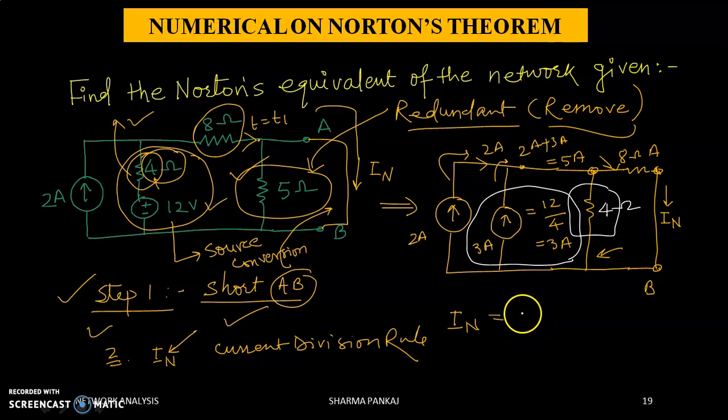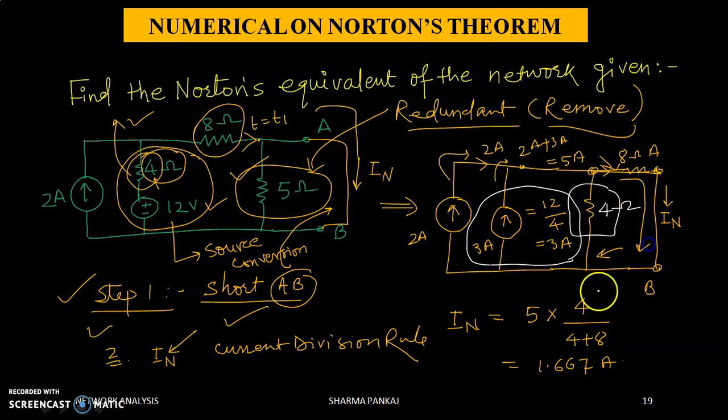See this, IN is equal to 5 into 4 upon 4 plus 8. Okay, so it is 1.667 ampere. This is your short circuit current IN. IN is flowing in this your 8 ohm resistor. Okay, so this is your resistance which is in neighborhood of 8 ohm resistor.